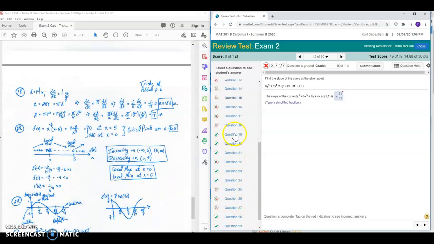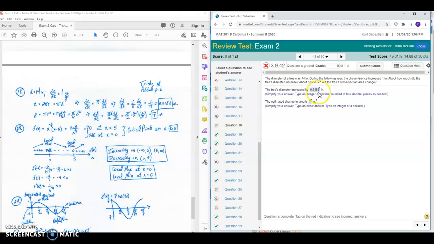18 is a related rates problem. All right, so in 18, you're told the diameter of a tree is 14 inches. You're told the following year the circumference increased 1 inch. That means dC/dt over the year is 1 inch. And how much did the tree's diameter increase? In other words, we want dD/dt.